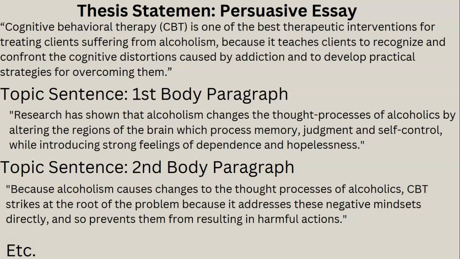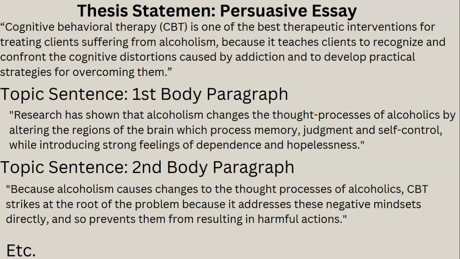Your topic sentences then should relate in some way to that thesis statement, and they should flow in a logical order. So you might start by talking about the ways in which alcoholism inculcates certain mindsets in alcoholics, certain patterns of thinking, how it changes the cognitive processes of alcoholics. So topic sentence number 1 could be: research has shown that alcoholism changes the thought processes of alcoholics by altering the regions of the brain which process memory, judgment, and self-control, while introducing strong feelings of dependence and hopelessness.